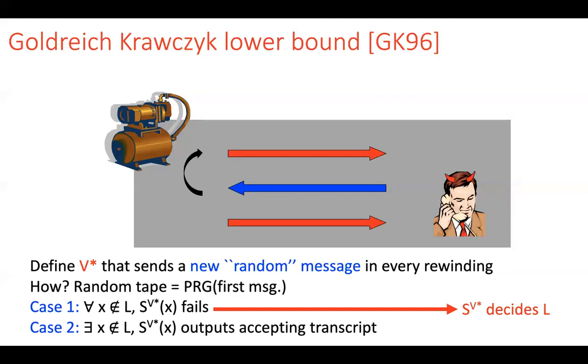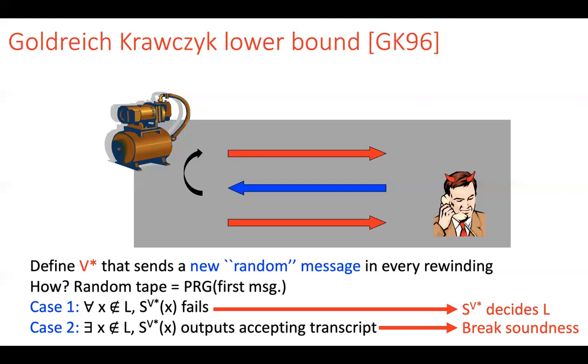There is a single no instance on which the simulator outputs an accepting transcript. And now we're going to show that this cannot happen by breaking soundness. So case 2 cannot occur if you give me a zero-knowledge proof system.